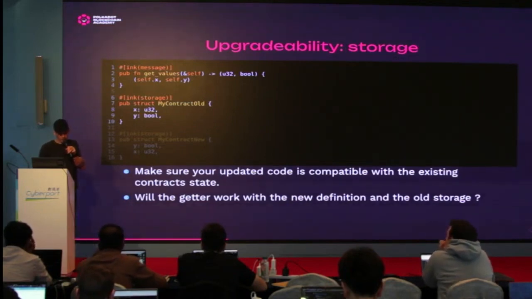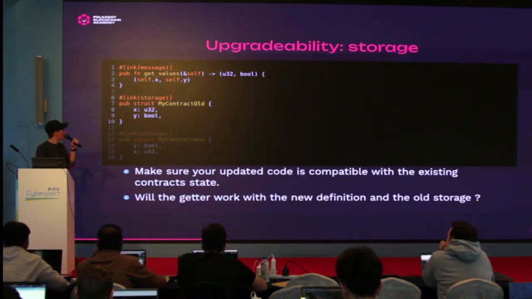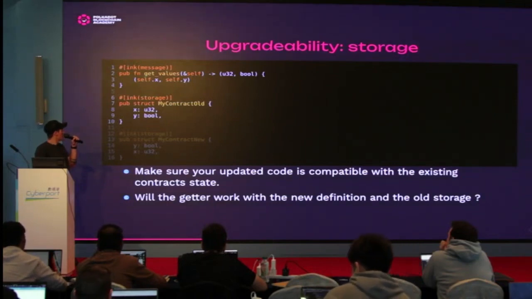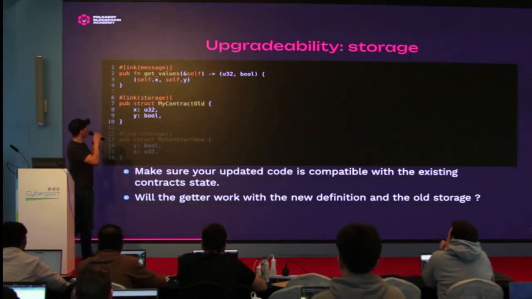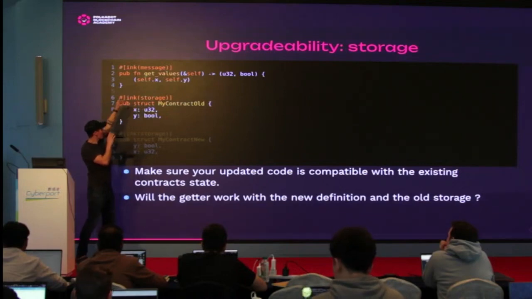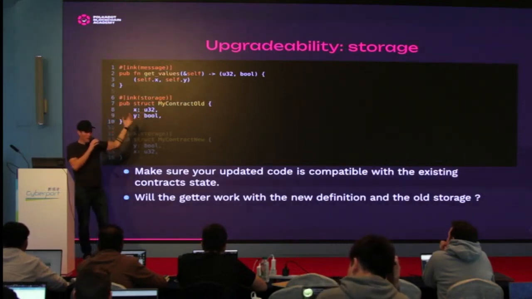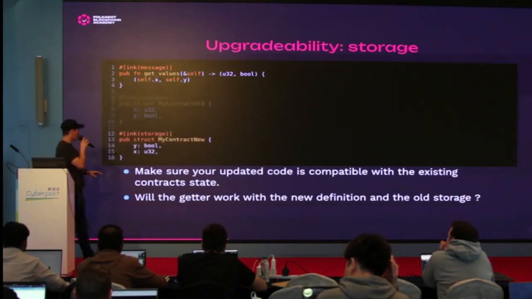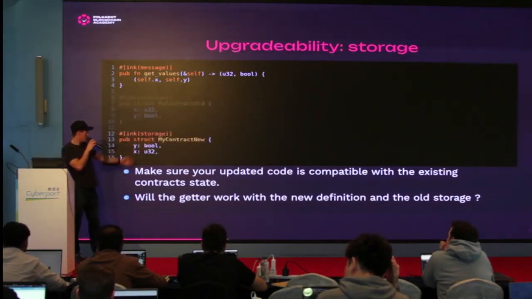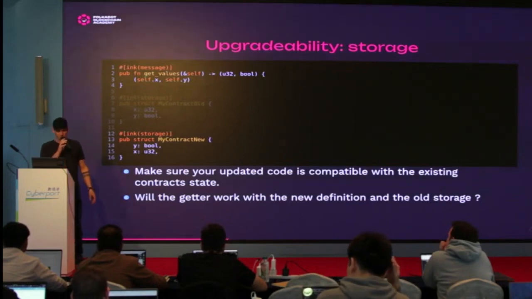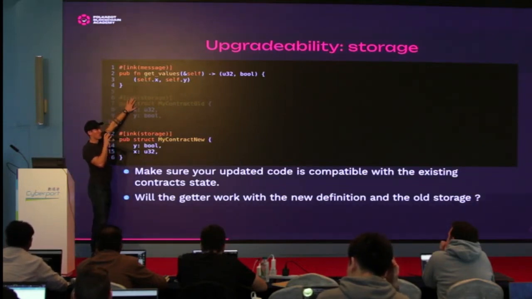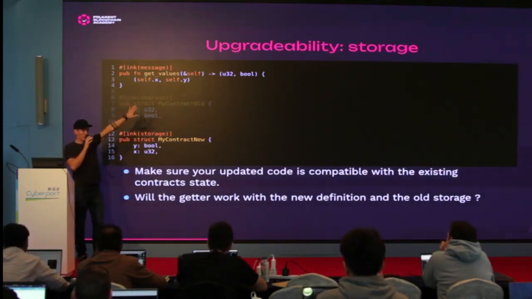So here we have an example of that. We have a contract with two fields, an integer and a Boolean value. We have a getter that returns a tuple, so it returns the integer and the Boolean value. And using the setCodeHash, we're going to update it to this contract. So we're going to just flip these two values. So the question is, will this work with the definition of the old storage, like it was defined over here?